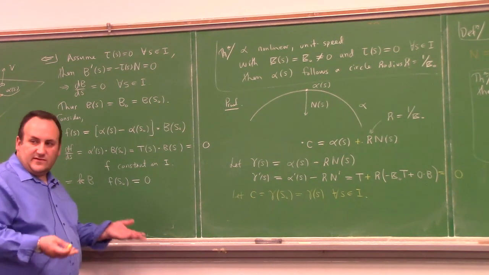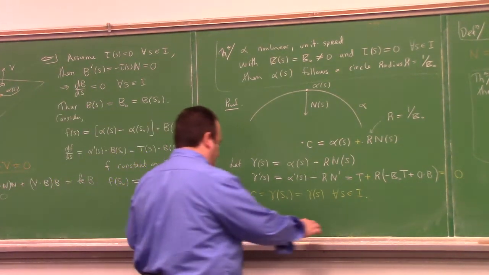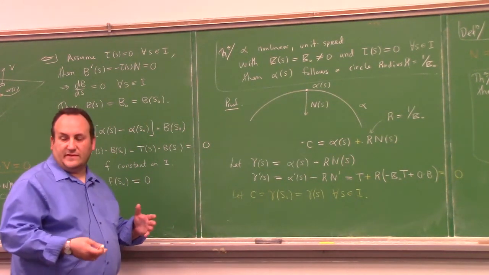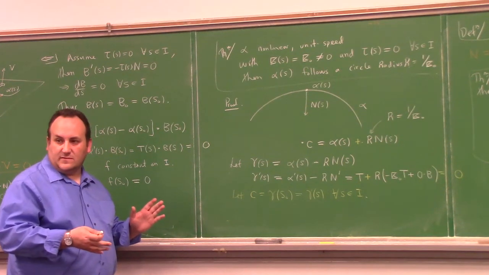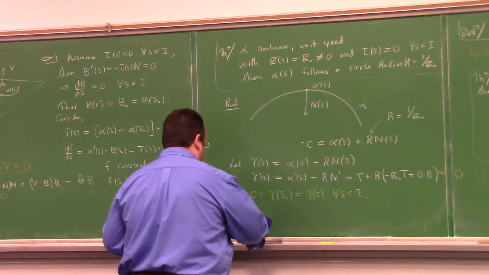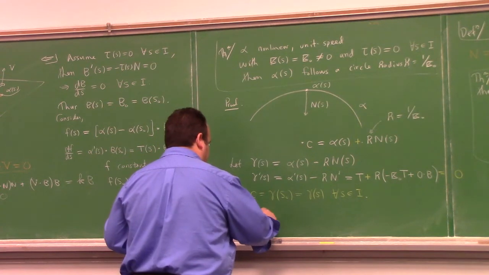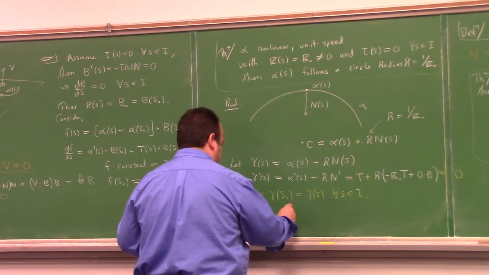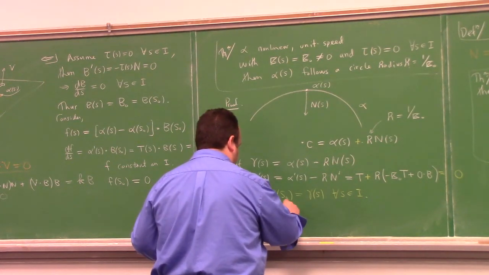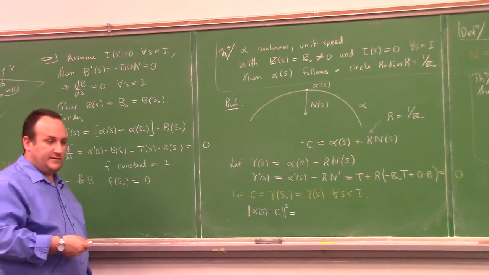That doesn't yet show it's on a circle, right? What do we need to do to show it's on a circle? To show that alpha is on a circle, what we should show is that the distance from alpha to C is fixed, right? So we should look at the length of alpha of s minus C, squared. We'd like to show that that's a constant. And that we'd like to show that that constant's equal to r squared, right?